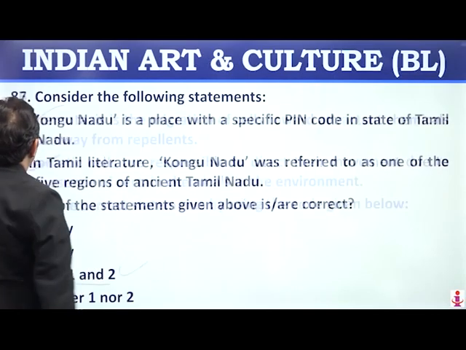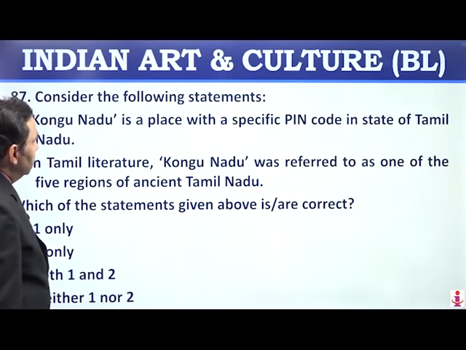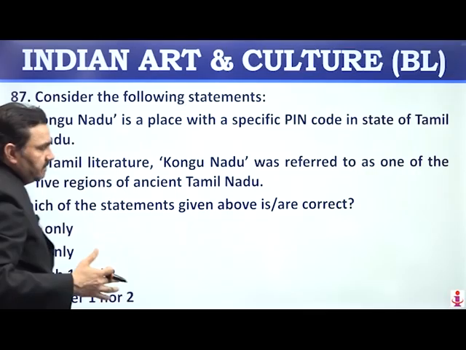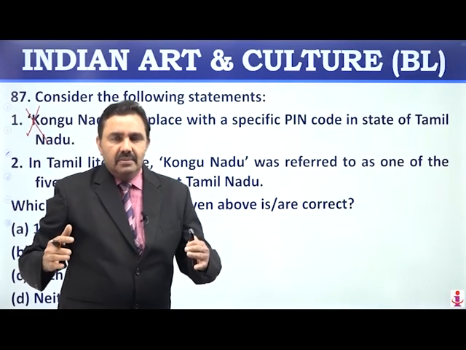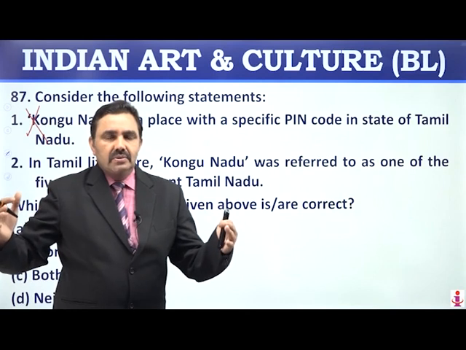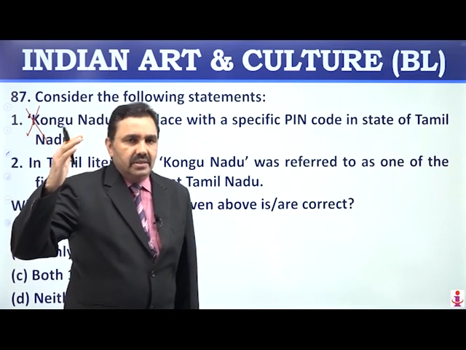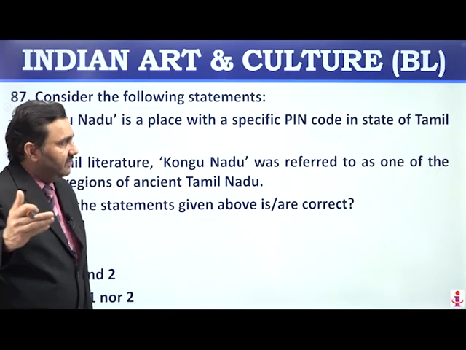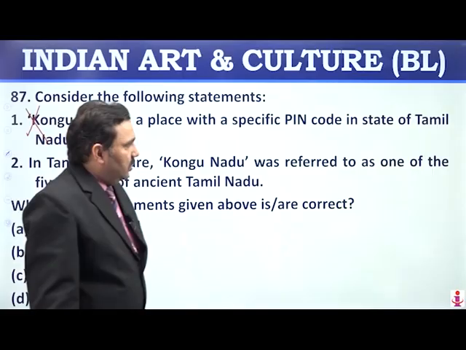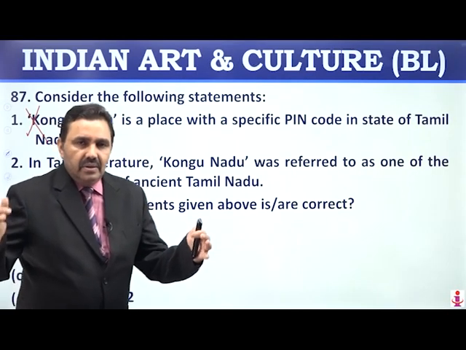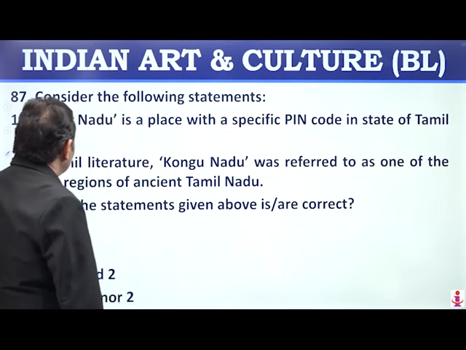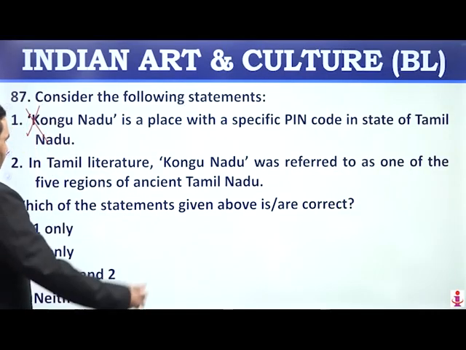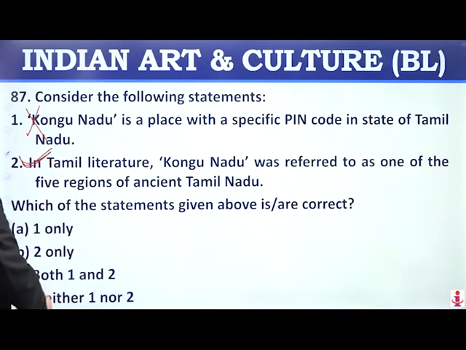C. 87. Congo Nadu is a place with a specific pin code. Congo Nadu was in controversy recently when BJP issued a list of ministers and it was referred that they belong to Congo Nadu. Congo Nadu is a region on Tamil Nadu mentioned in historical literature, but it's not any specifically defined region with pin code. It's an area, a broader area. First one is wrong. It doesn't have a specific pin code. It's mentioned in Tamil literature of ancient times. Correct. Only 2.